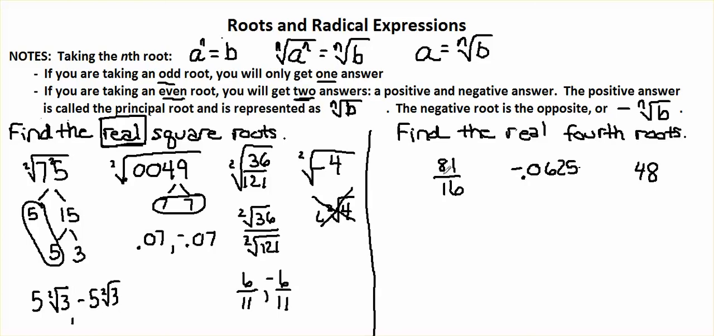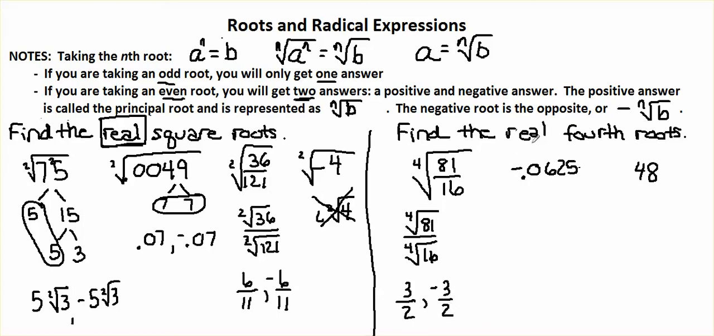So now let's take a look at these 3 examples over here, and we're going to find the 4th roots of these numbers. So the first thing we're going to do is take the 4th root of this number, and we're going to split it up into the 4th root of 81 over the 4th root of 16. Again, the root that we're taking is even, so we have both a positive and a negative answer. I know that the 4th root of 81 is 3, because 3 times 3 is 9, times 3 is 27, times 3 is 81, and the 4th root of 16 is 2. And because I have a positive and a negative, I'm going to write my answers like this.